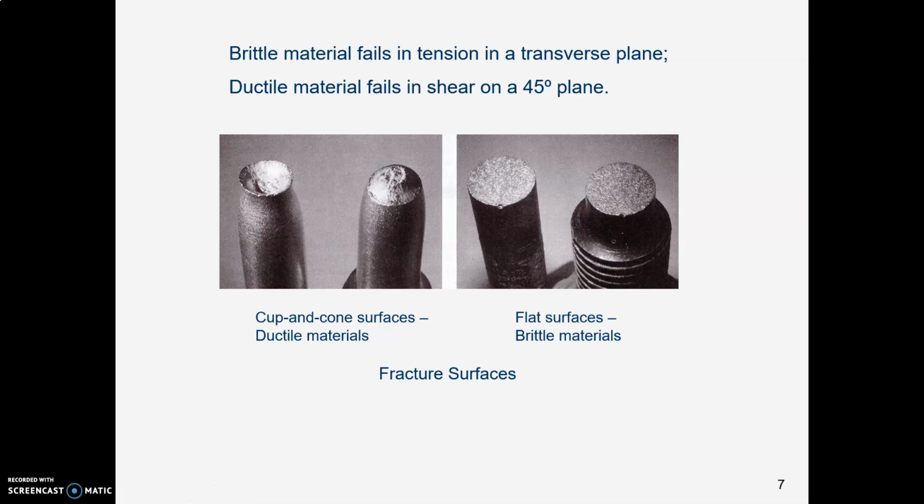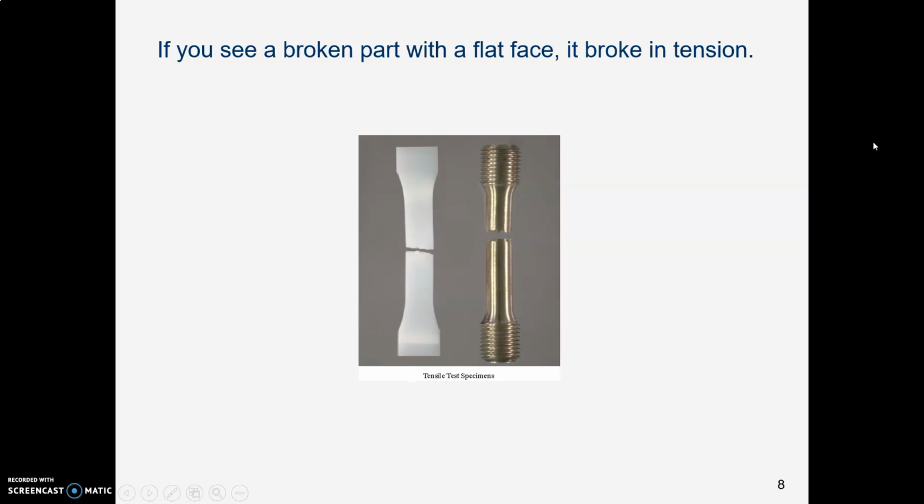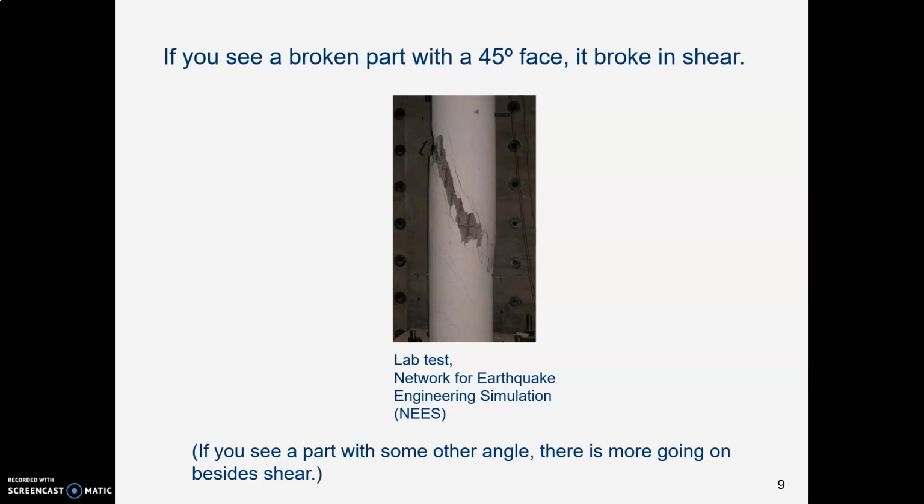Here are another couple of test specimens. Because this test specimen is round, the 45-degree face looks like a cup and a cone because the 45-degree face goes all the way around. And then here on the right is a brittle material, pretty flat. So this lets you begin to think about what is happening when you look at something that broke. If you see something that broke and it has a flat face, you know that it broke in tension. It pulled apart. If you see something that has a 45-degree face, you know that it broke in shear.